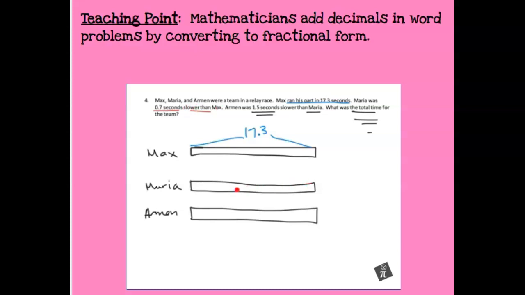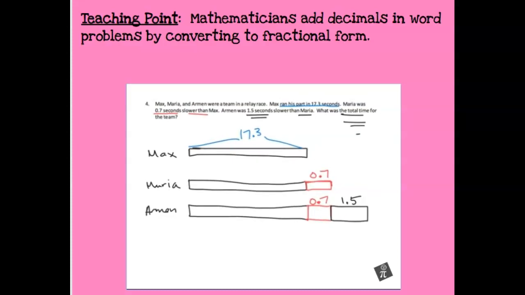So what does that mean? Well, that means Maria's portion, we have to chop off. No. Slower. So that doesn't mean we're going to chop off. That means we need to add on an extra 0.7 seconds, because Max was this length, Maria took a little bit longer, and then Armin was 1.5 seconds slower than Maria. So Armin has to add not only the 0.7, but also an additional 1.5 seconds.